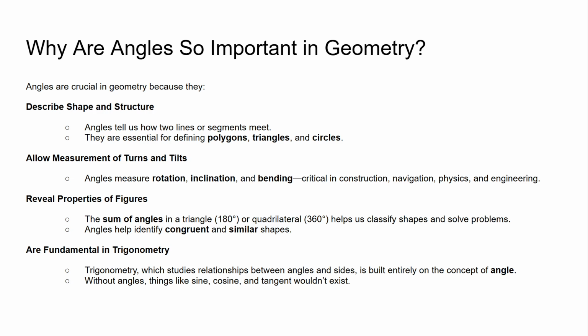Angles reveal properties of figures. The sum of angles in a triangle, 180 degrees, or quadrilateral, 360 degrees, helps us classify shapes and solve problems. Angles help identify congruent and similar shapes. Angles are fundamental in trigonometry. Trigonometry, which studies relationships between angles and sides, is built entirely on the concept of angle. Without angles, things like sine, cosine, and tangent would not exist.